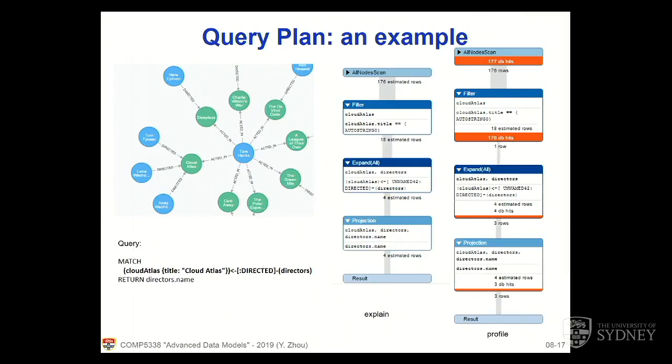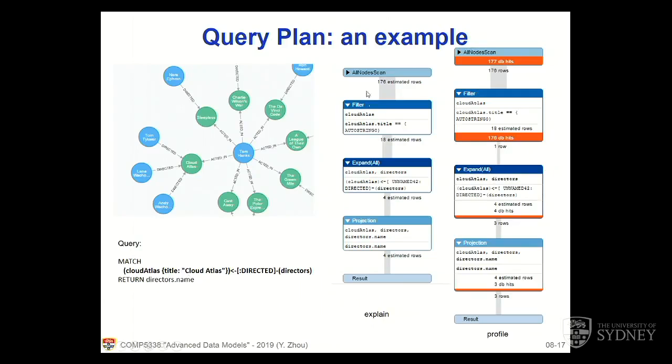So assuming no index has been created yet, and also when we wrote the query, we didn't really indicate the labels here. So it's just a node with a title called Cloud Atlas, even though we know it's a movie. If you don't put the movie label there, the system doesn't know. The system only knows you're looking for a node with the title Cloud Atlas, and here you're trying to find some other node with a direct relationship to it. Because the only thing we know is the properties, and we don't have IDs, we still have to start from here.